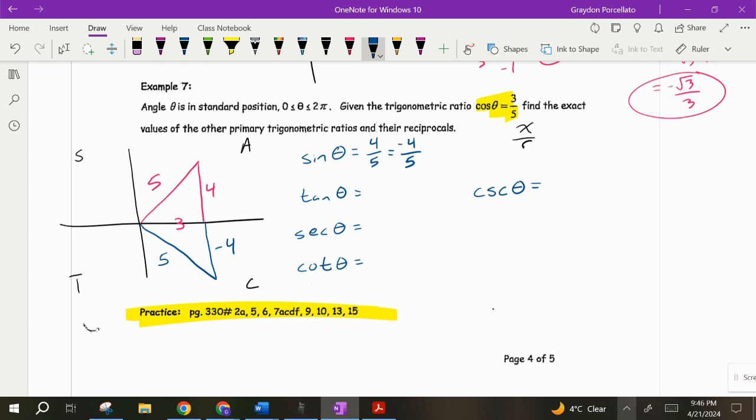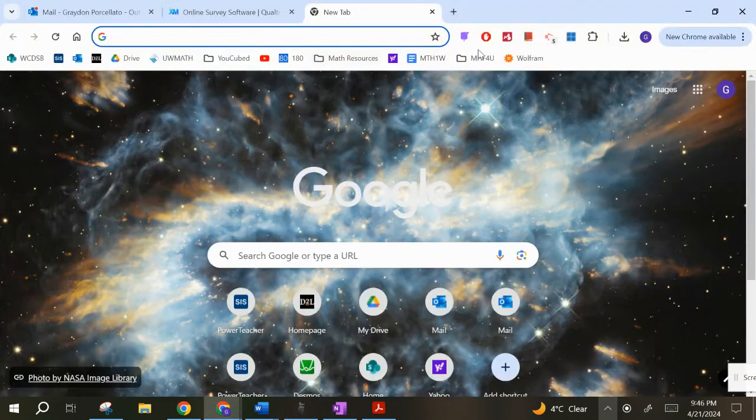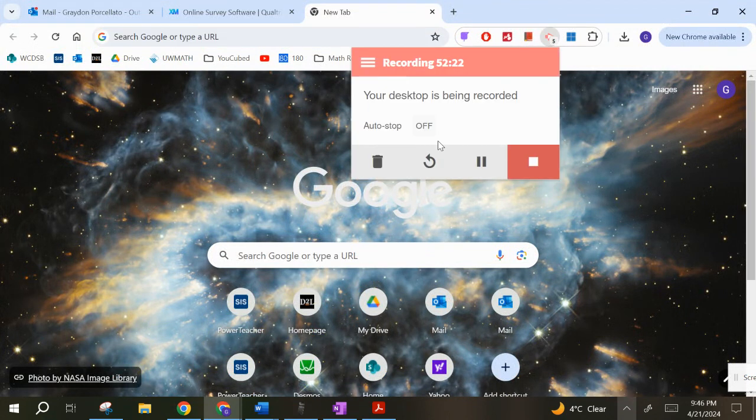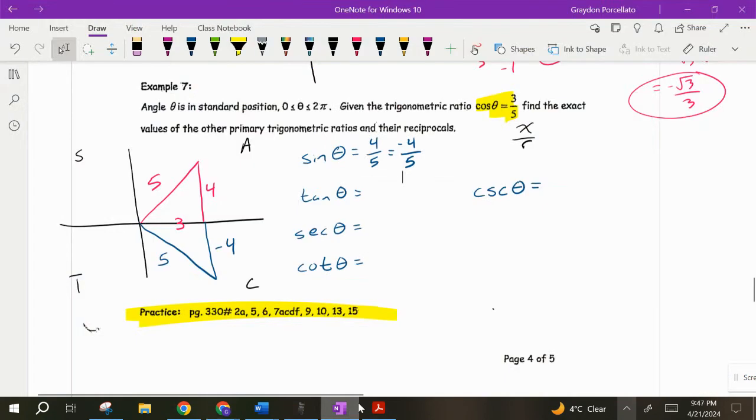Let me just pause this for 1 sec. I just got to check my solutions. Yep, we're good here. So those two solutions, this one gives me the pink one, and this one gives me the blue one. Okay, so let's go tan. I'm going to keep this as pink and blue. So tan is y over x, so that's 4 over 3. And for the blue one, that's negative 4 over 3.